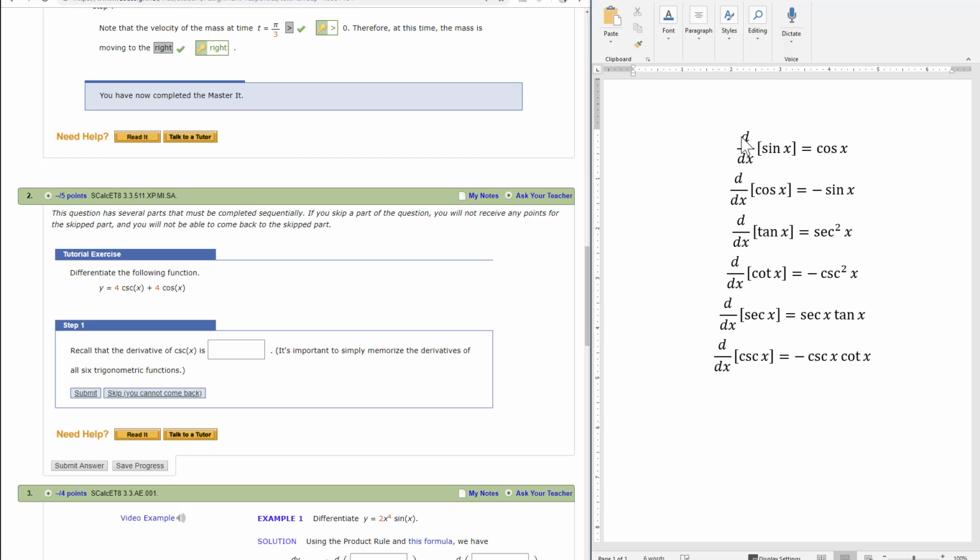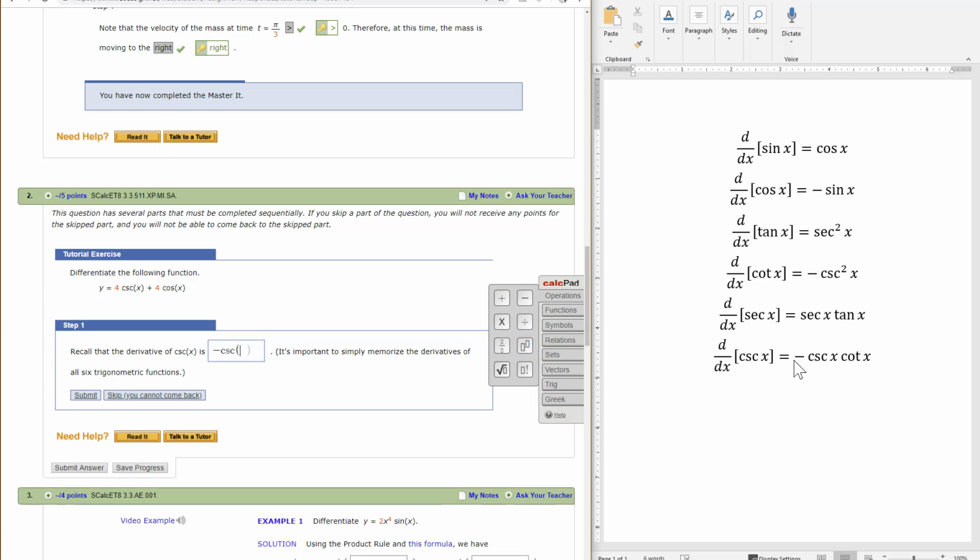So we have a handful of trig functions here that we should know how to take the derivative of. And a couple of them are here, cosecant and cosine. So recall that the derivative of cosecant x is going to be a negative cosecant x times cotangent x.